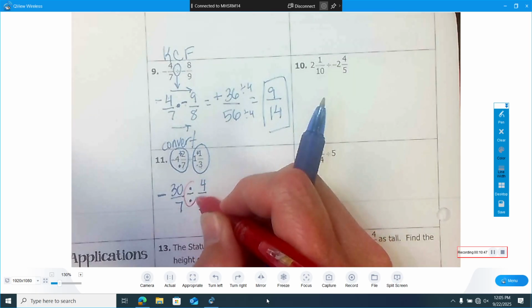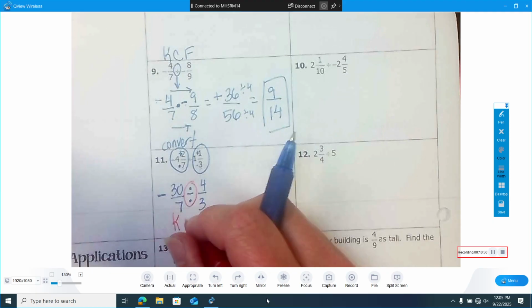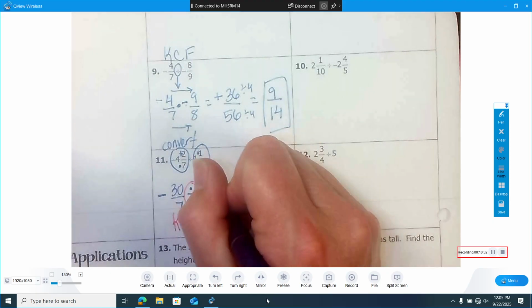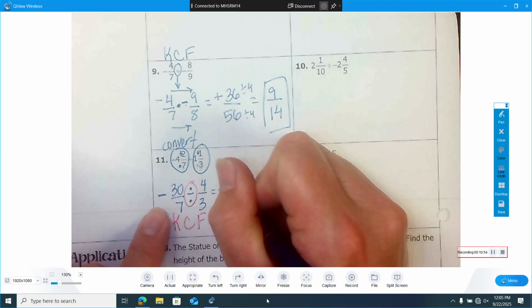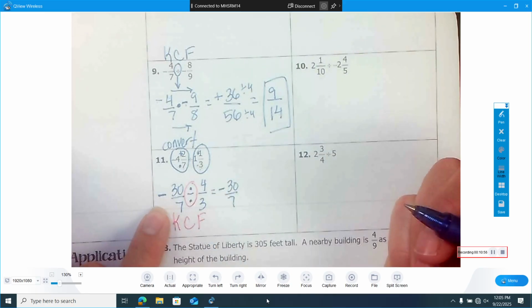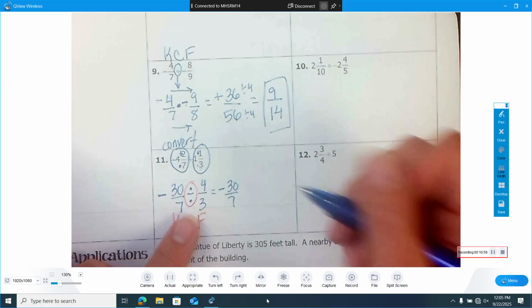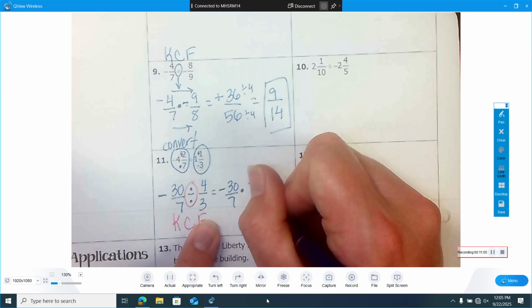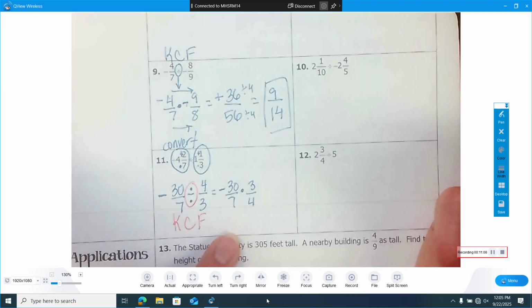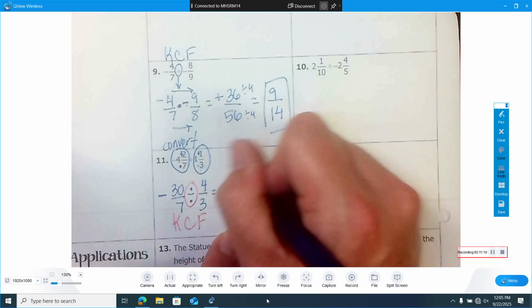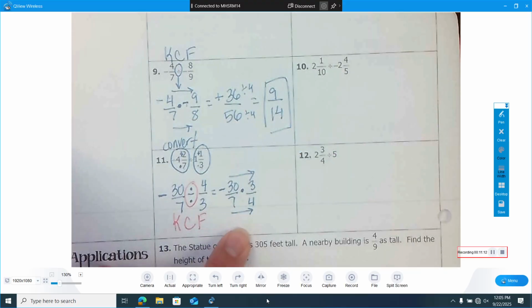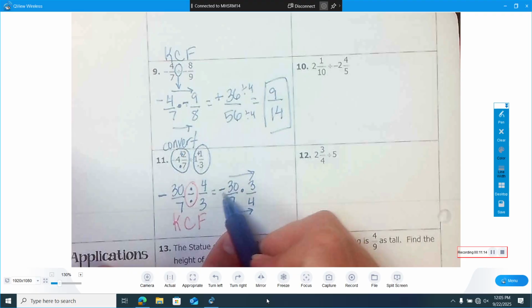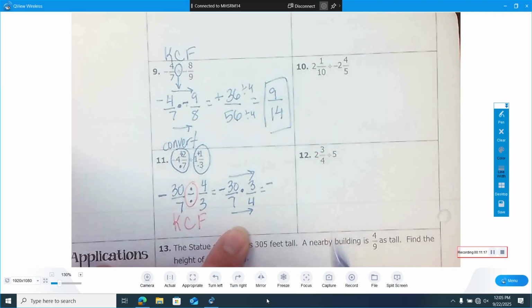Now, I don't like to divide by fractions, so instead we're going to keep, change, and flip the fraction. I'm going to keep the negative 30 over 7. We're going to change to multiplication, and I'm going to flip the second fraction. It's going to become 3 over 4. Now, I can multiply straight across. Negative times positive is going to give me a negative result.